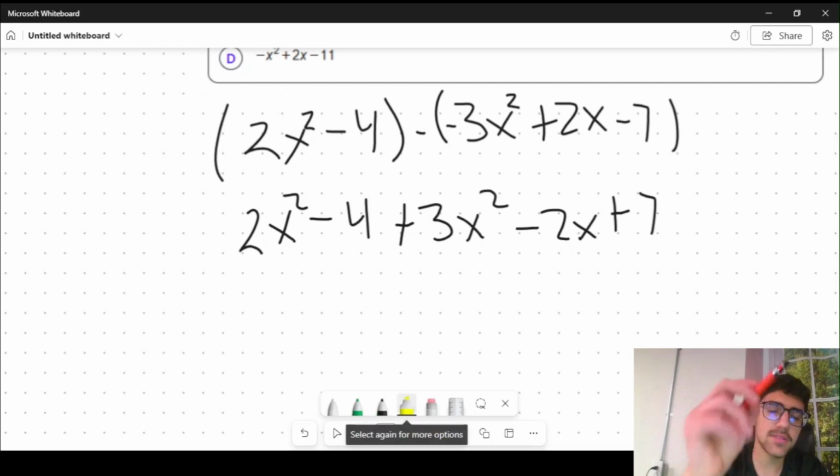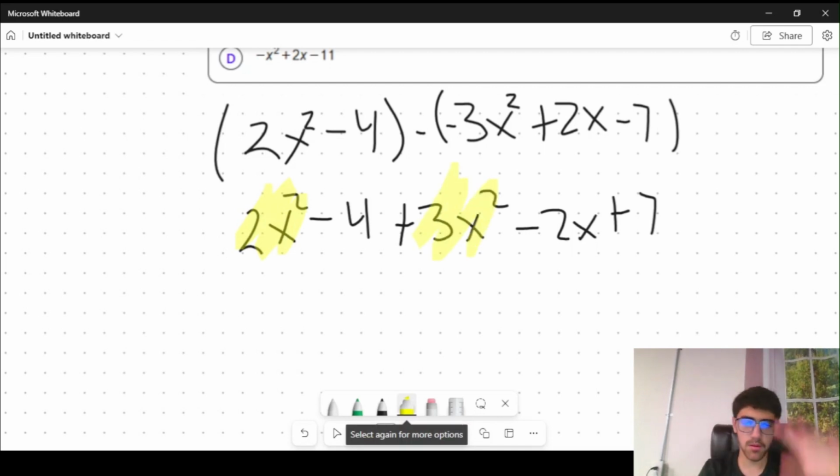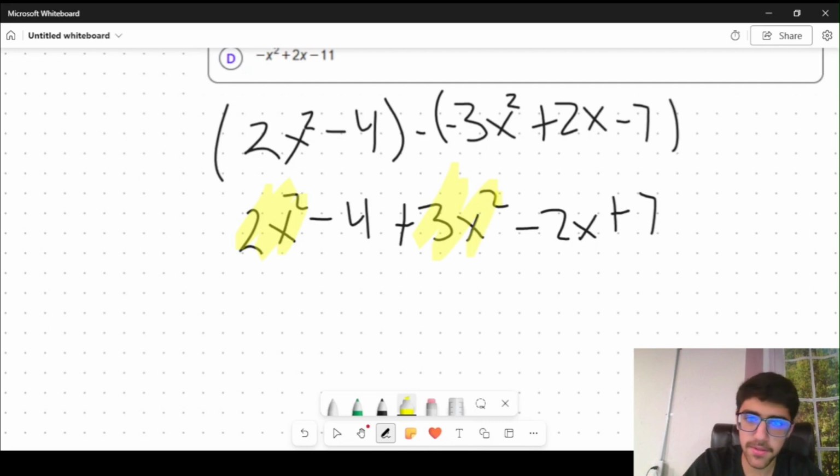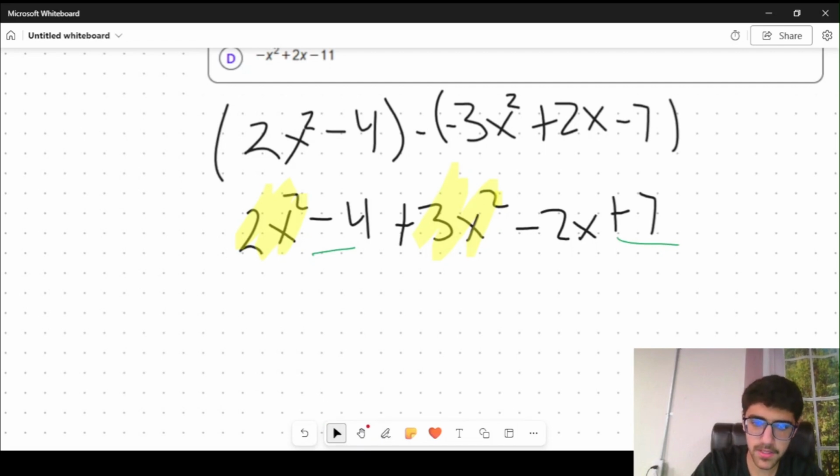If you want, you could annotate your work, like, okay, I'm going to highlight these ones because they go together. Remember, like we said in the what to know, because these have the same exponent, they can be combined. So 2x squared and 3x squared can be combined. Negative 4 and 7 are both just constants. Then negative 2x is just alone. We can't do anything about it.